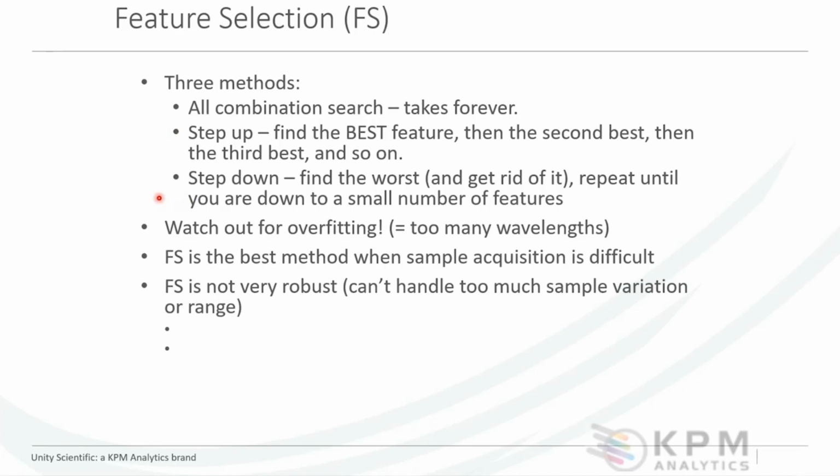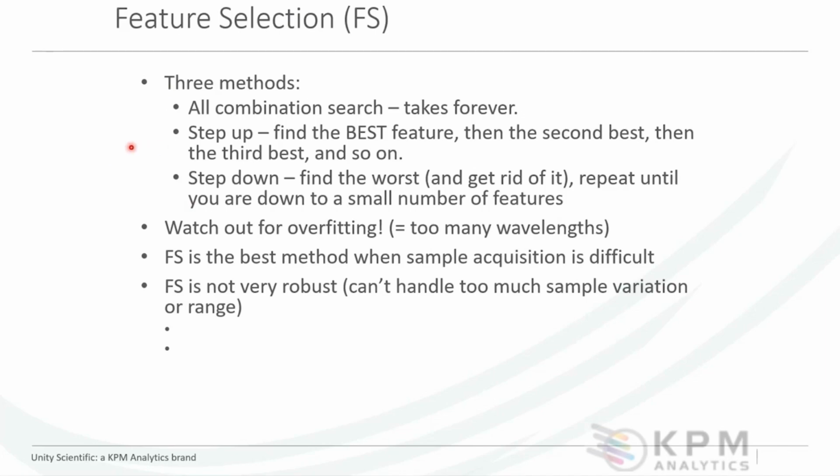So what you're trying to do is find the features that do not help you, that show no relationship to your constituent or parameter of interest. So you get rid of the worst features and you whittle this down until you've got a small number of features that are the best ones. I think in most cases, step up is used.